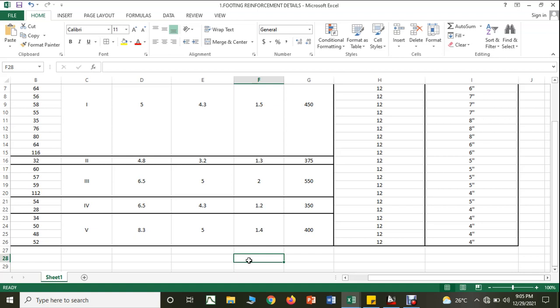So in the next video, let us see what is the next procedure once the footings are finalized, the column and footings groupings are also done, everything is ready. So let us see what we are supposed to do in the next lecture.